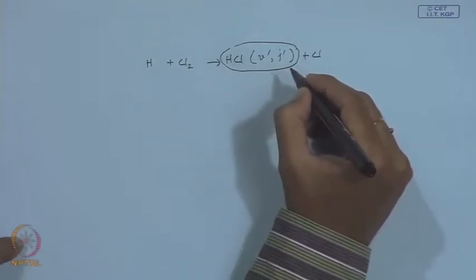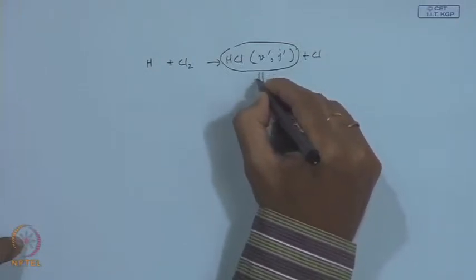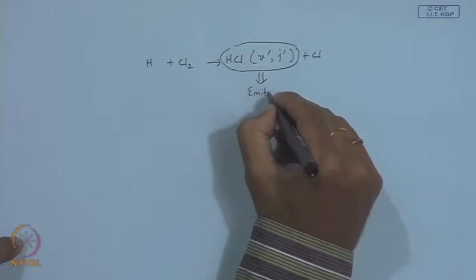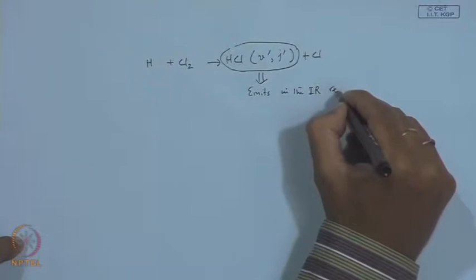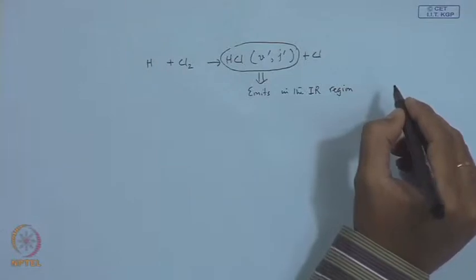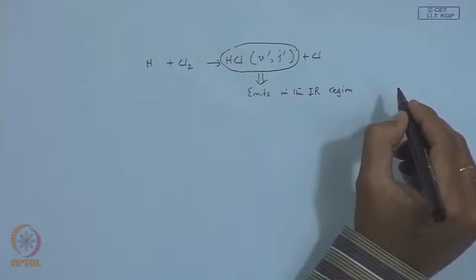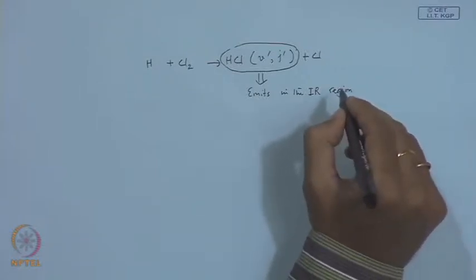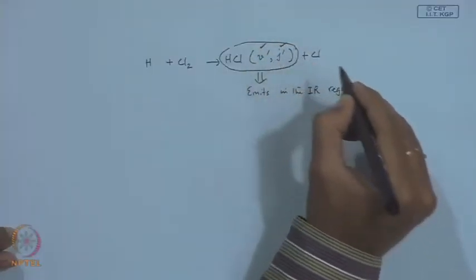And what is happening is that this emits in the infrared region, and if we monitor this infrared emission spectra as a function of wavelength, then we should be able to find out information about the population of these various levels, these V' and J' levels.